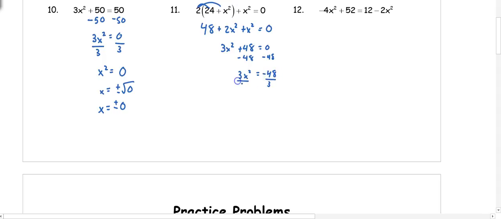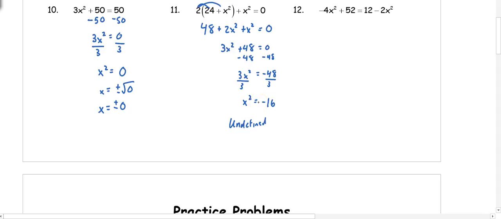I'm going to divide by 3, and I get x squared equals a negative number. Now, I can take the square root, but I should be able to notice that if x squared equals a negative number, that's not possible, so I can right away just say undefined instead of doing the next couple of steps.